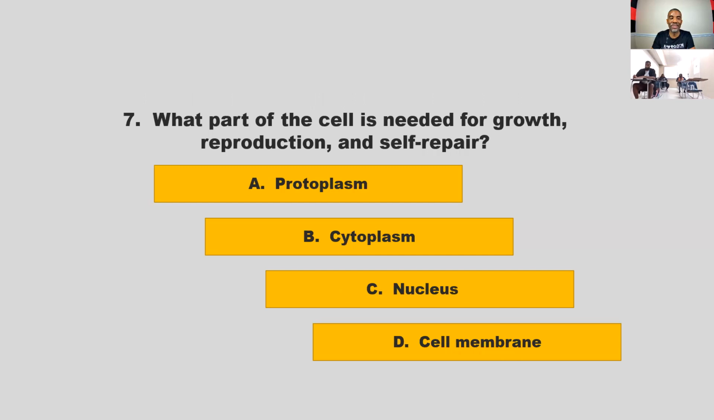It is daughter cells. So what part of the cell is needed for growth, reproduction, and self-repair? Is it protoplasm, cytoplasm, nucleus, or cell membrane? What part of the cell is needed for growth, reproduction, and self-repair? B. And that is correct. It is cytoplasm.